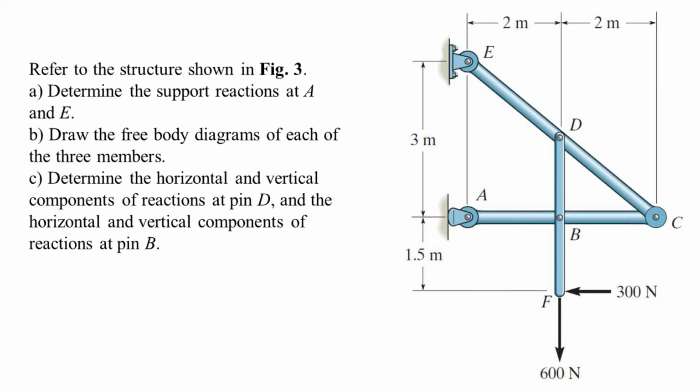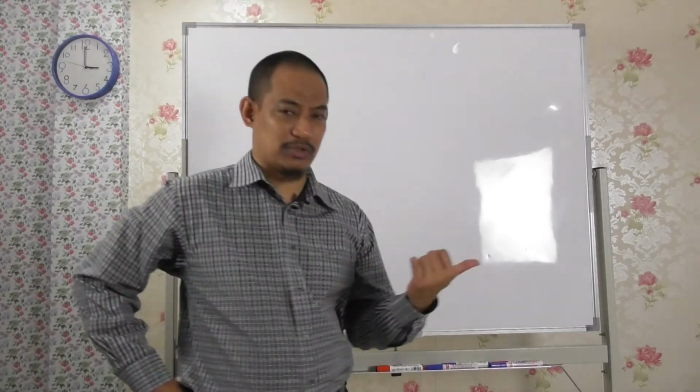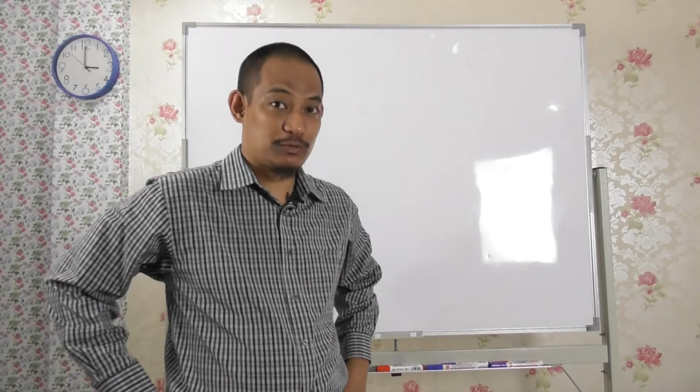Now in this question we have the diagram on the right, and then the question says refer to the structure shown, determine the support reaction at A and E, and then draw the free body diagram of each of the 3 members, and then determine the horizontal and vertical component of reaction at pin D, and the horizontal and vertical component of the reaction at pin B. Alright, so there is something specific that is requested in this question. So yeah, we'll just follow what the question wants, right?